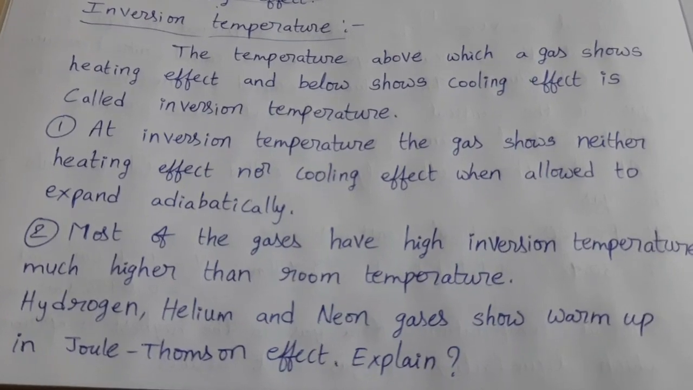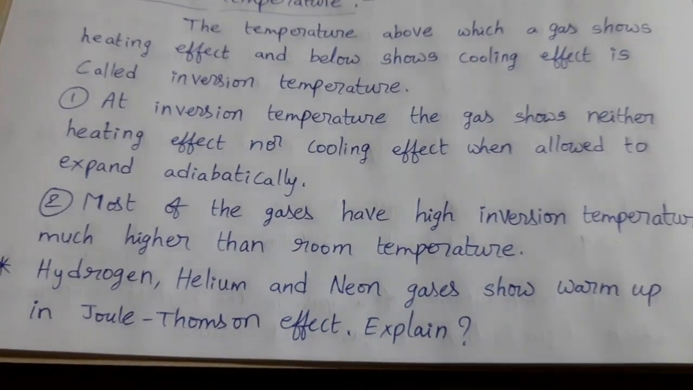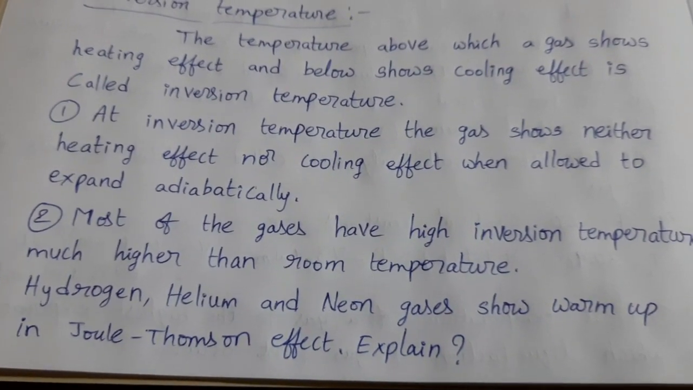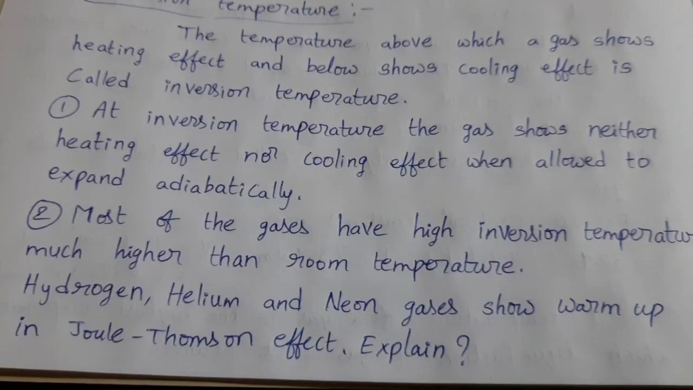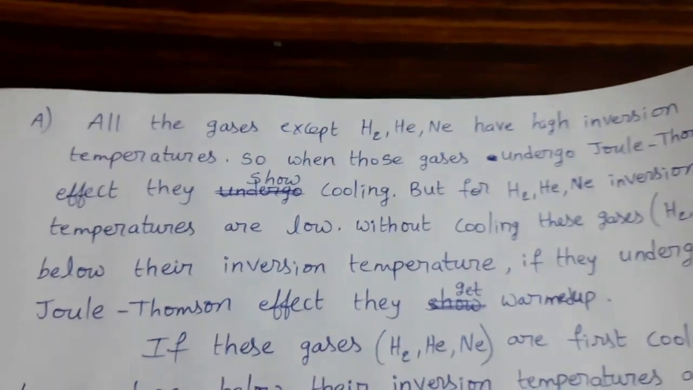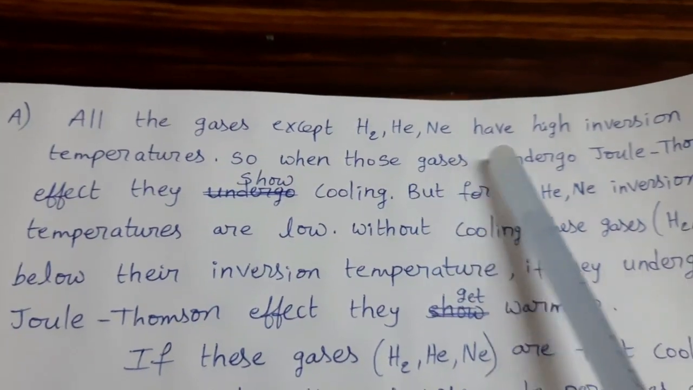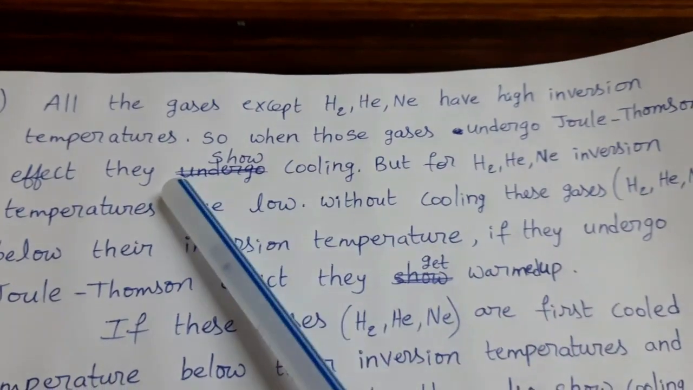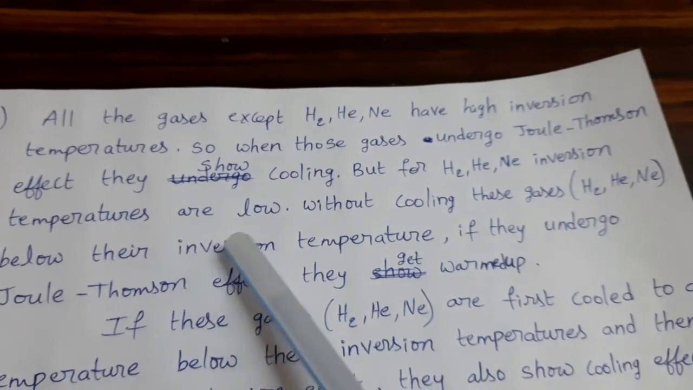Hydrogen, helium and neon gases show warm up in Joule-Thomson effect. Explain. What is Joule-Thomson effect? When a gas is allowed to expand from high pressure region to low pressure region, it undergoes cooling. But these three gases undergo heating in Joule-Thomson effect. What is the reason? Say this very simple reason. All the gases except H2, helium, neon have high inversion temperatures. Except these three gases, remaining all the gases have high inversion temperatures. So when those gases undergo Joule-Thomson effect, they show cooling. But H2, helium, neon inversion temperatures are low.